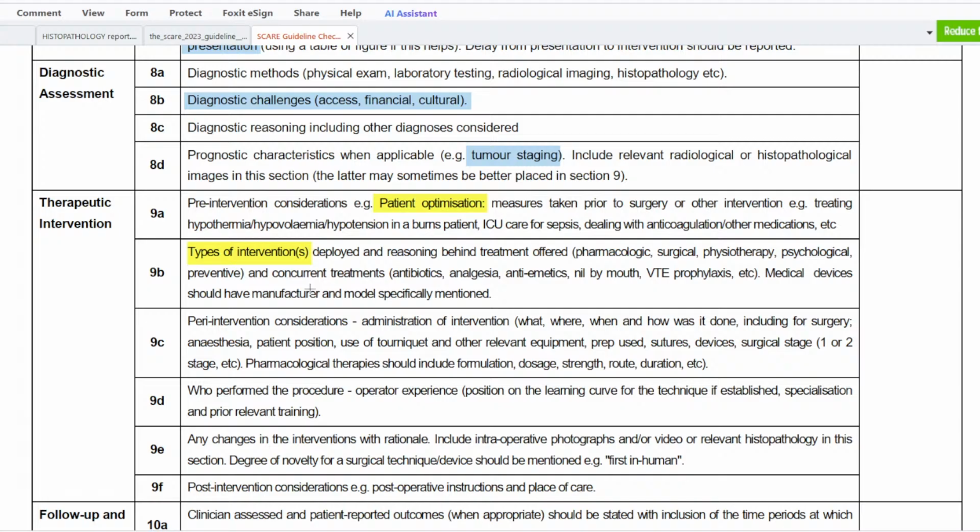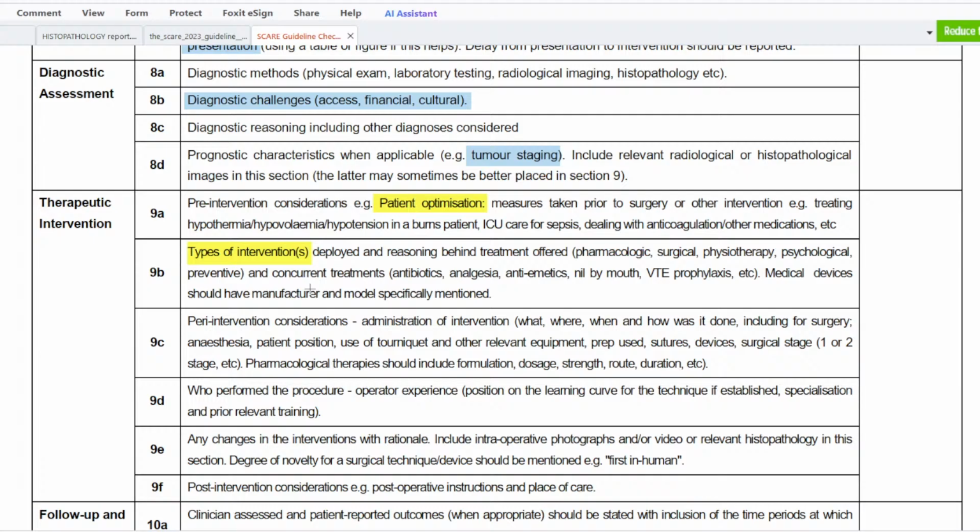Pharmacological therapy should include combination, doses, strength, route. Okay. Who performed the procedure?